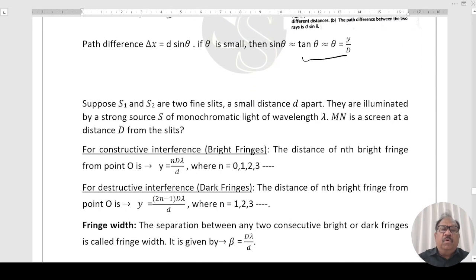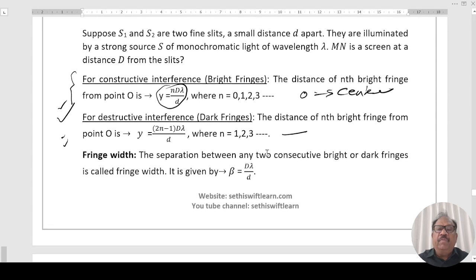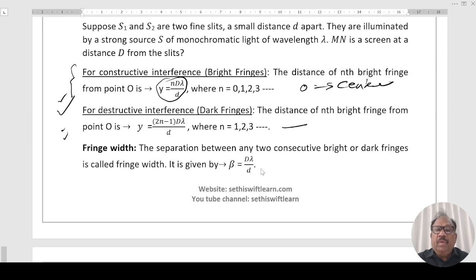Now, for constructive interference, what is the condition? Distance of the nth bright fringe from O is this one. n is 0, 1, 2, 3. 0 means central. Right? For destructive interference, this is (2n minus 1) lambda D by 2d. This n is 1, 2, 3, first, second, third. Right? Then these two points are applicable here. And fringe width is lambda D by d. What is capital D? What is lambda? That lambda is the wavelength of the monochromatic light, right? Used.